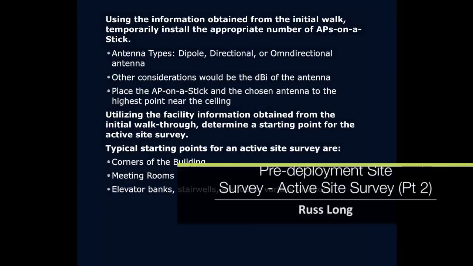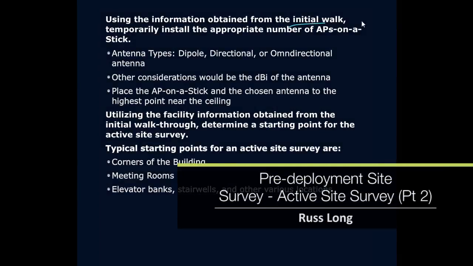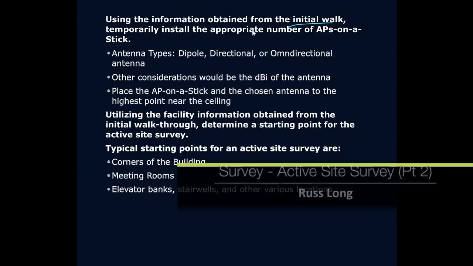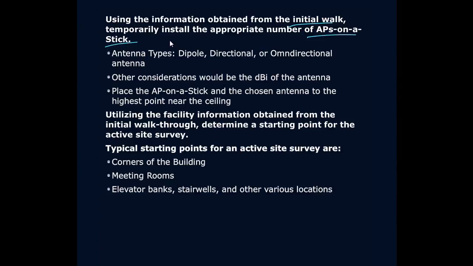So using that initial information we obtained from our initial walkthrough, we're going to temporarily install APs on a stick, or you're going to wheel around your AP on a stick, depending on how you have this set up. If you have to check for roaming, you need multiple APs on a stick. Use the antenna type that you were required to: dipole, directional, omnidirectional antennas. Other considerations would be the dBi of the antenna.